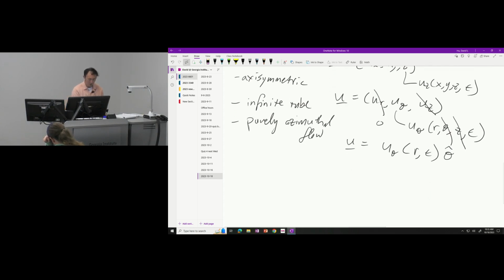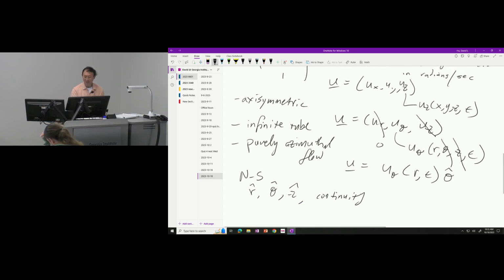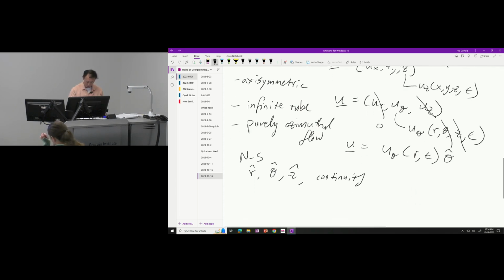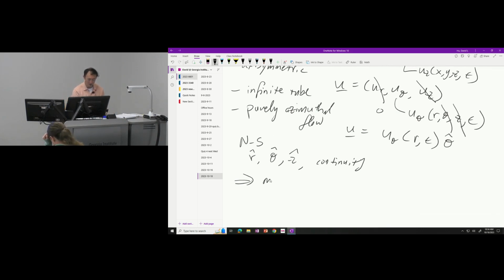The next steps, you do Navier-Stokes equations in the r hat, theta hat, and z hat directions, and continuity. And now that you've greatly simplified this, there are so many different functions and most of them are 0, so your Navier-Stokes equations should boil down to something much, much simpler, which you should write down. And then the next step is to make some assumptions, some conclusions about P.